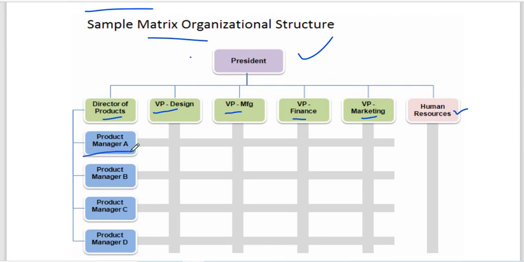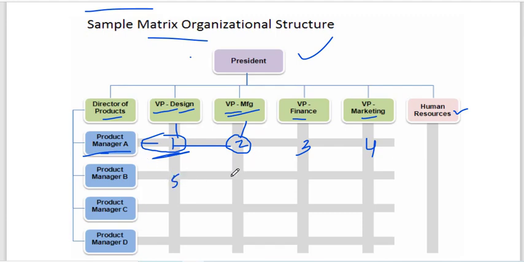Then we have product manager A, who works with the vice president divisions. Let's say product manager A has 4 employees. So for employee 1 they have 2 bosses, vice president of design and product manager A. Here the second employee also has 2 bosses, 2 leaders: vice president of manufacturing and product manager A, like this.